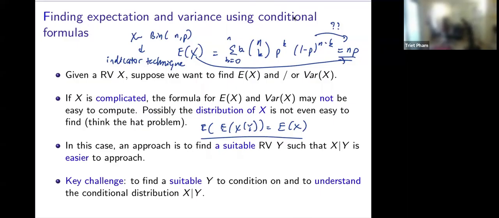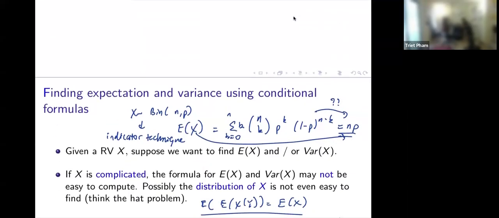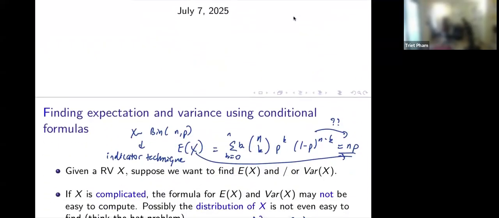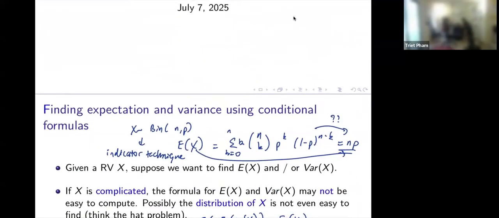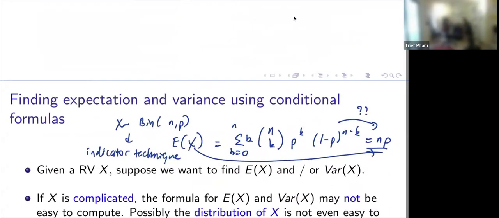Okay, so let's continue. Last time we started this new material, which is a continuation of lecture 4. But now we go in depth into using the double expectation, or the conditional expectation, and the conditional variance formula, the total variance formula.